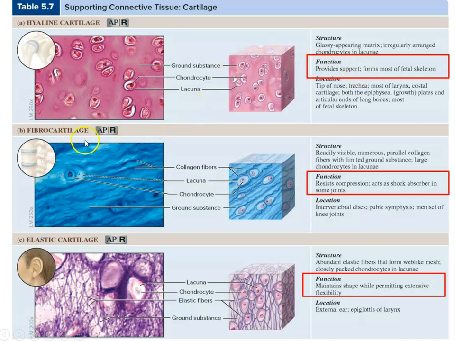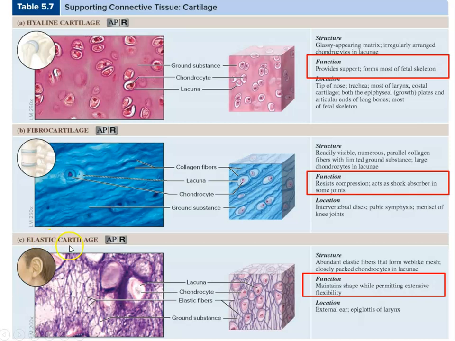Next you have fibrocartilage, and you can see the picture here shows it in the intervertebral disc. You have a lot of collagen fibers, and then you have the chondrocyte in its lacuna, and then ground substance in between the collagen fibers. And the function of fibrocartilage is to resist compression. It acts as a shock absorber. So you'll see this is very important in the spine.